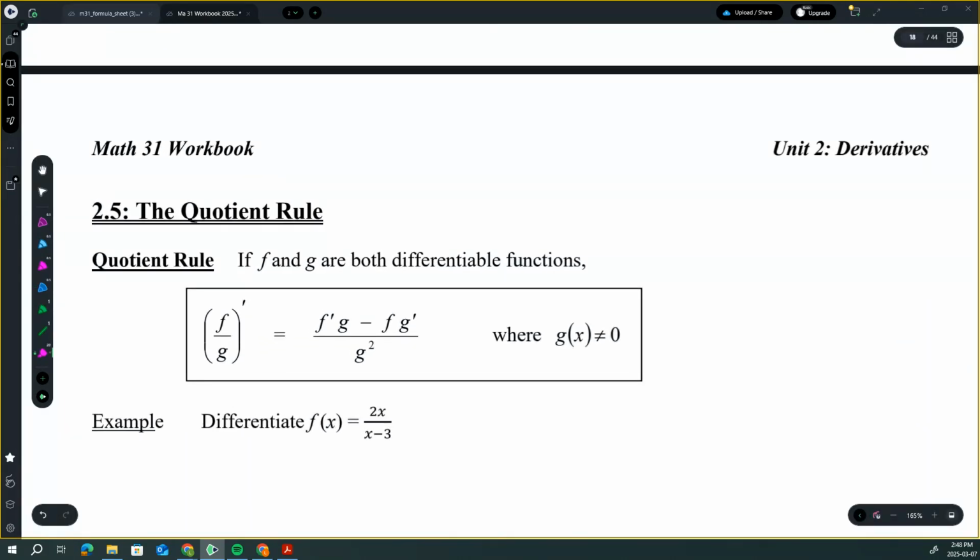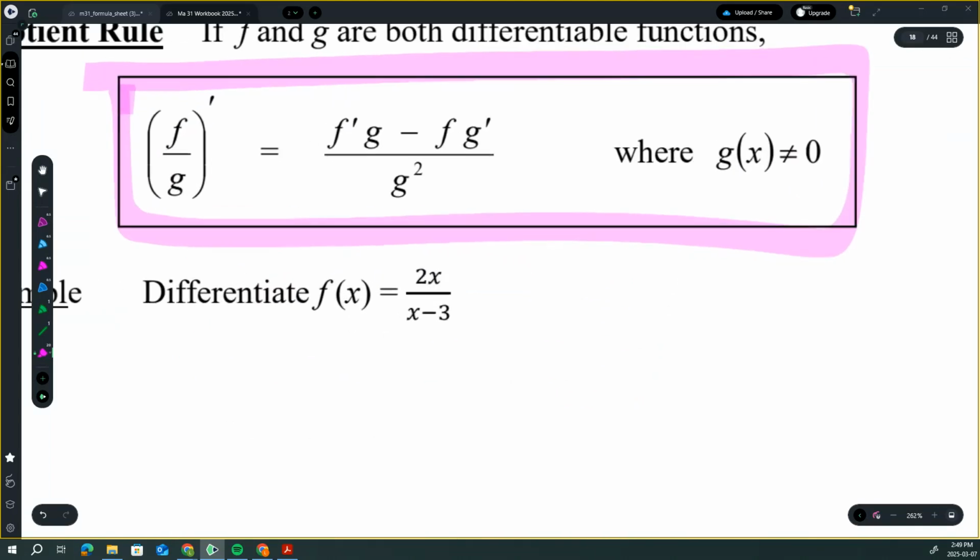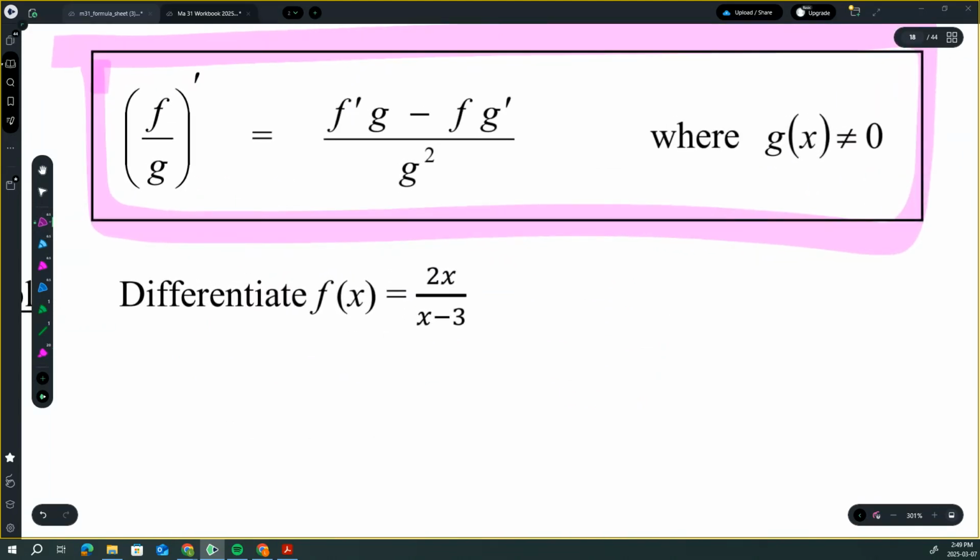Okay, so this bit is important. So f divided by g and taking the derivative of it, so f divided by g prime is equal to f prime g minus fg prime, all divided by g squared, and g of x cannot be 0. So let's take a look at our first example here. Again, I'm going to label these functions so that it's easy to see where everything's coming from.